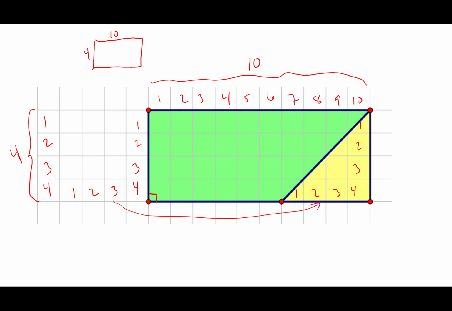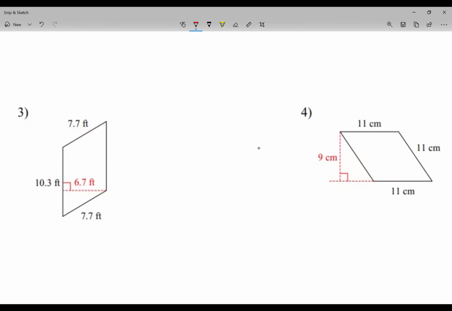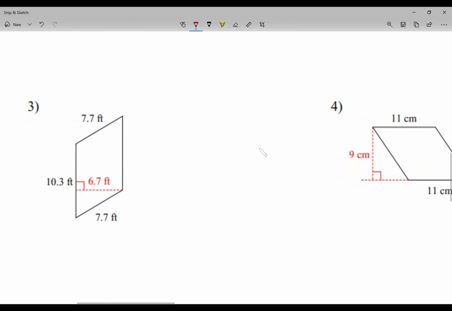So what I'm gonna do with parallelograms is I'm gonna treat them like rectangles. So let's go back to our work here. And I know for questions 1 and 2, I said there's one corner that is important. It is the corner that has a 90-degree angle.